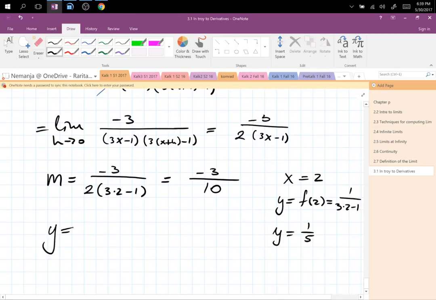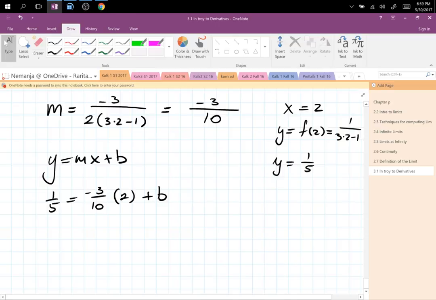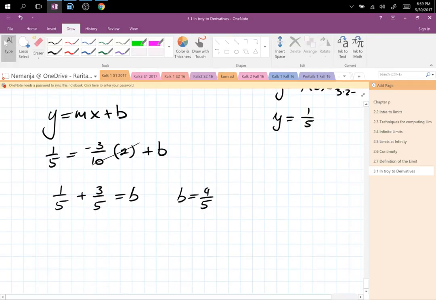y equals mx plus b. You have y, which is 1/5. You have m, which is negative 3 over 10. You have x, which is 2, and then plus b. Or you can use point slope formula if you like it better. 2 and 10 will cancel down to a 5, so you have 1/5 plus 3/5 is b. So b is 4/5. And the tangent line is y equals negative 3 over 10x plus 4/5.